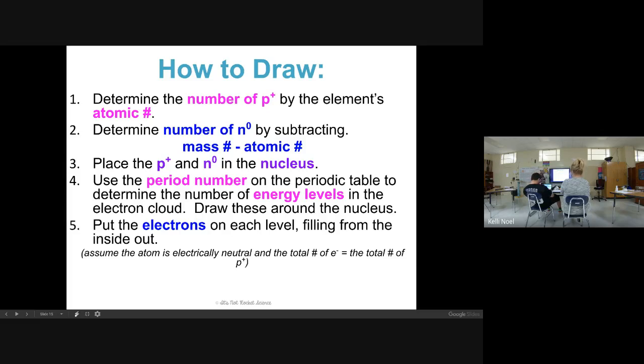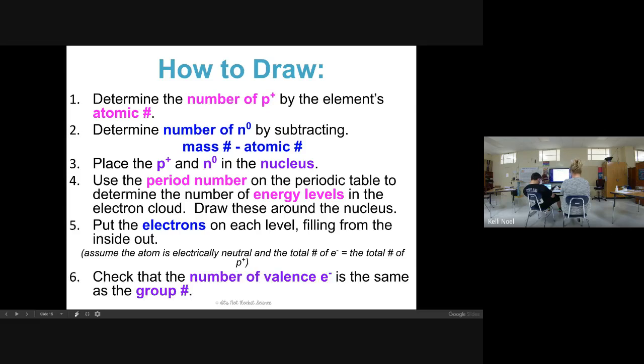You're going to start always with level 1, work your way out, and then you can check if you did it right by the group number. If in the outermost ring you have the group number, you know you've drawn it correctly. So we're going to deal with that tomorrow.